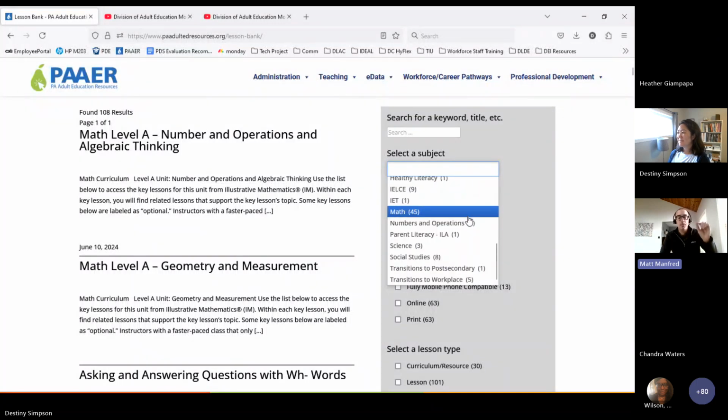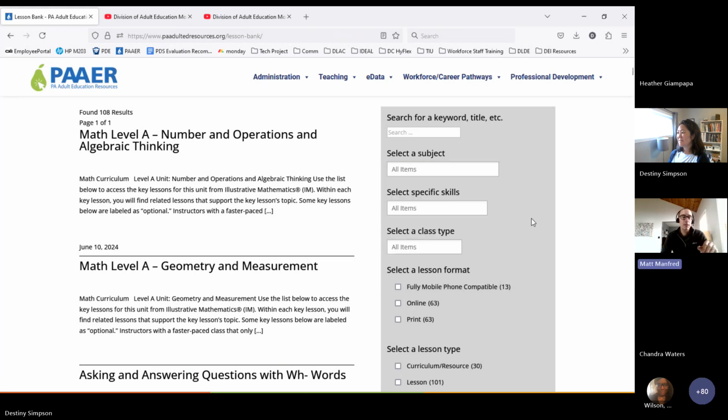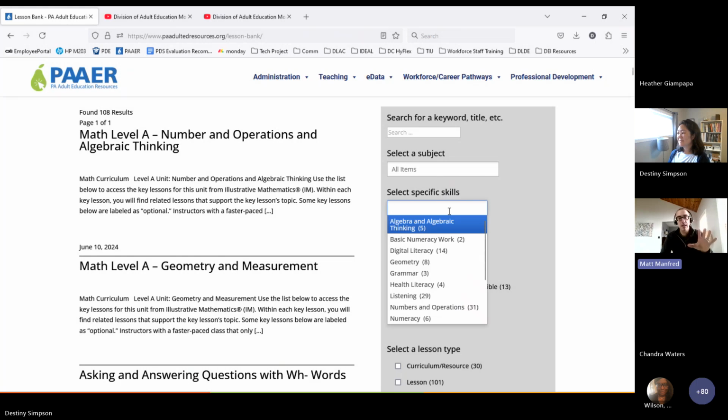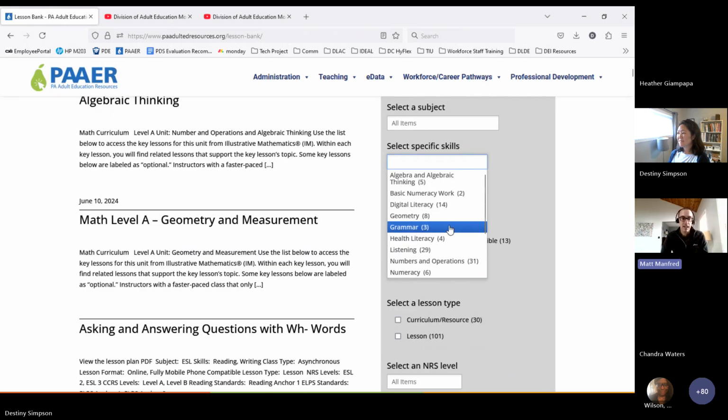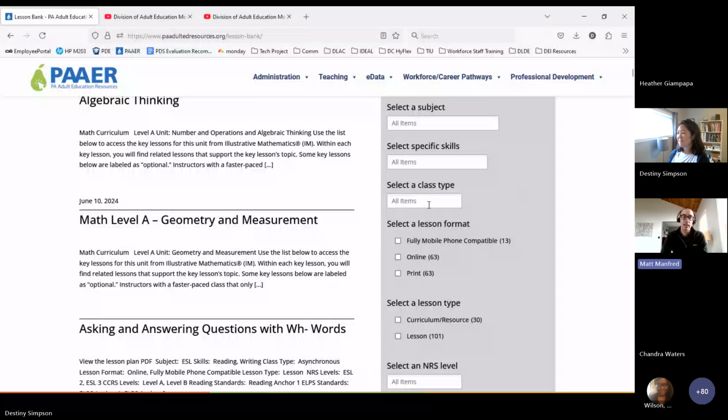So if you have something very specific in mind, you can see how close to it you can get through the resources we have. What you're going to see on the left-hand side of the screen is math level A, geometry and measurement. We're going to touch on those in just a second. Those are included in this lesson bank.